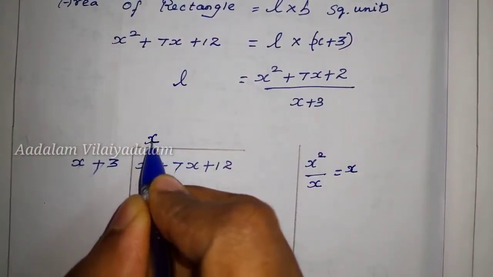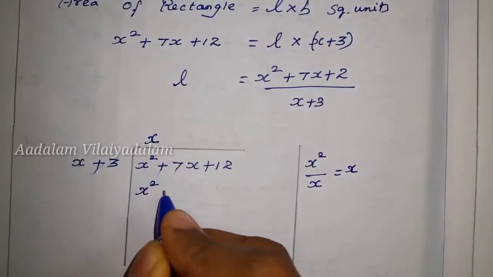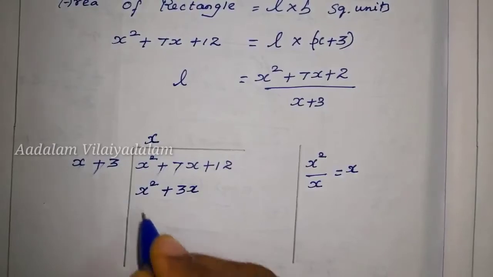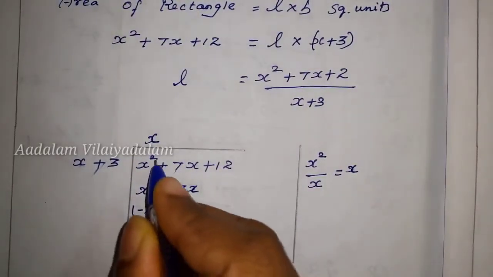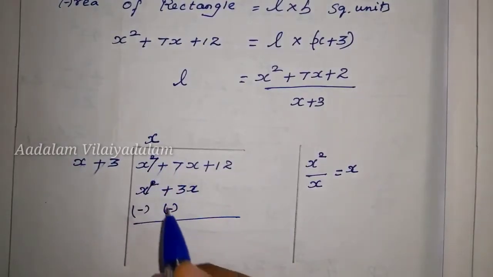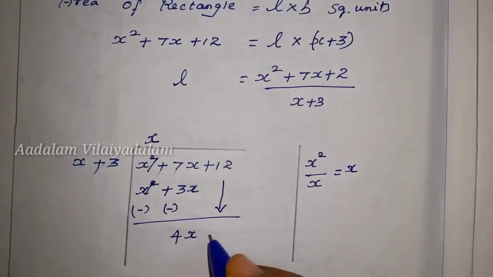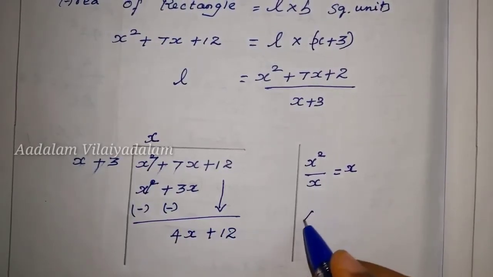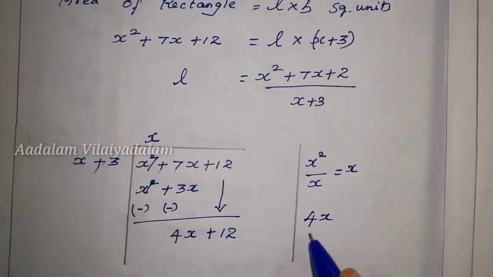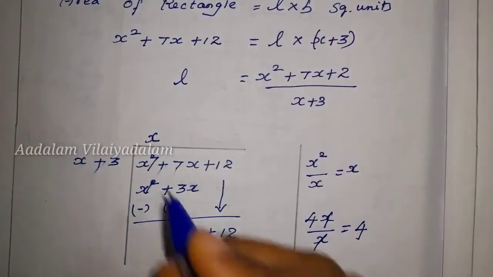Now multiply x into x, x square. So x into 3, 3x. So here plus means minus, here also minus. The first term cancels, plus x square minus x square. So here 7 minus 3, so the answer is 4, so 4x. So next write the term plus 12. So here the first term is 4x divided by x. So here also x cancels, so the 4 is the constant value.